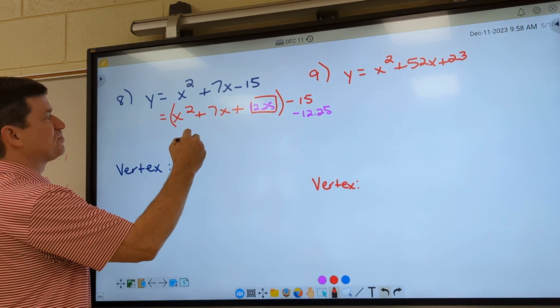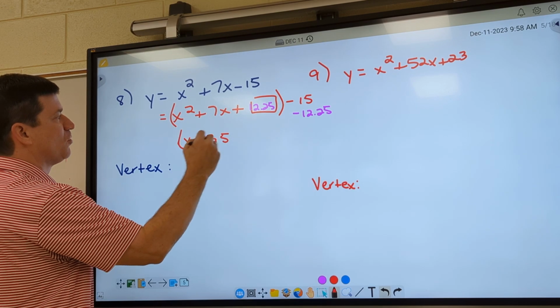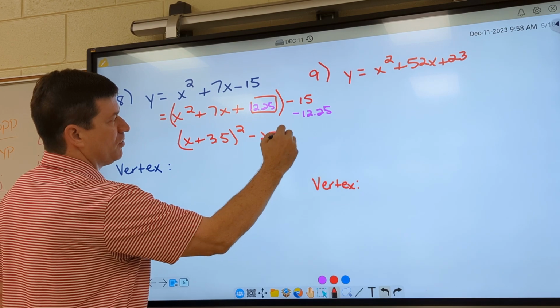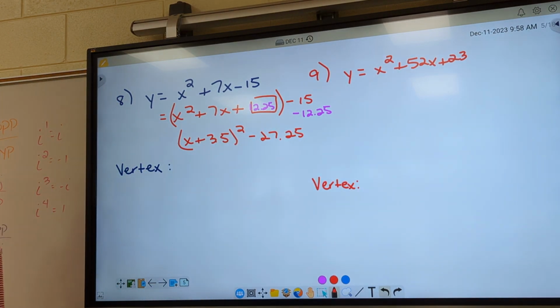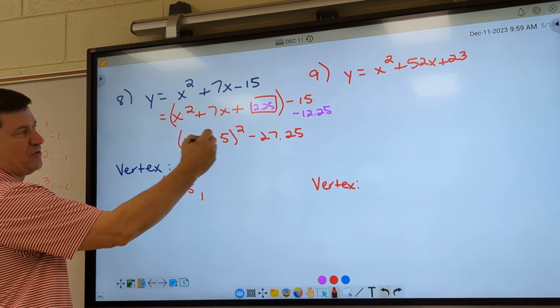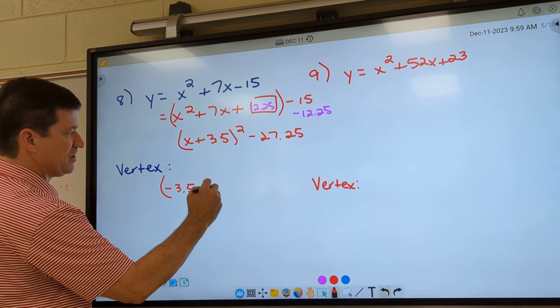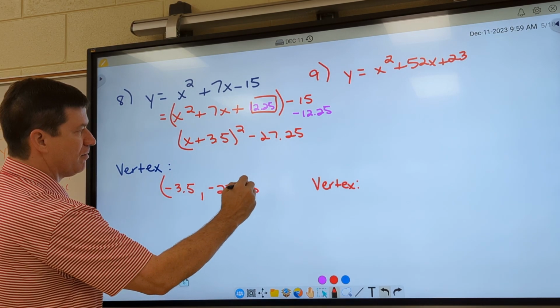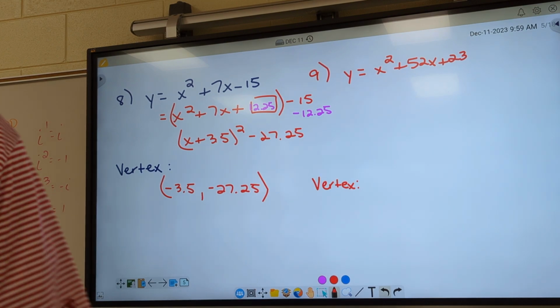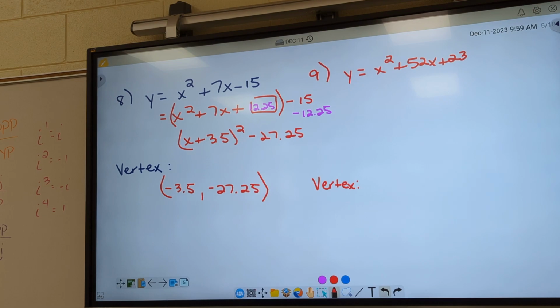So I got x plus 3.5 squared. Add that up is negative 27.25. All right, so what's my vertex? Negative 3.5, because I got to flip the sign on the one in the parentheses. I don't flip that sign, I just bring it down. Now the good thing is on the final, you're not going to have to graph anything. So it should make everything a lot faster.